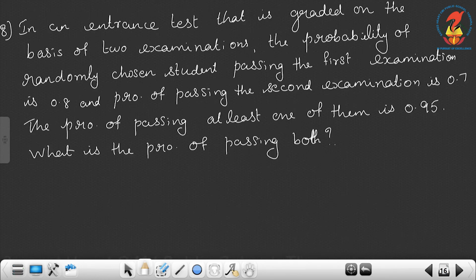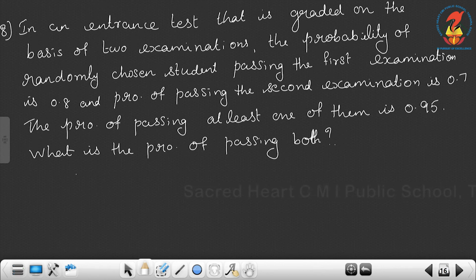The next one: in an entrance test that is graded on the basis of 2 examinations, the probability of a randomly chosen student passing the first examination is 0.8. The probability of passing the second examination is 0.7. The probability of passing at least one of them is 0.95. What is the probability of passing both?